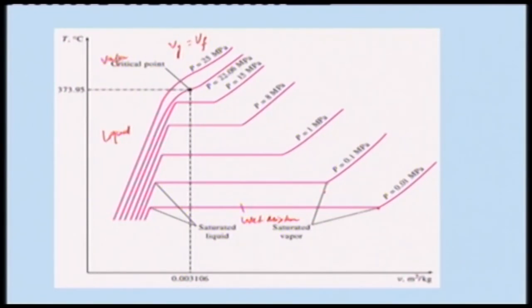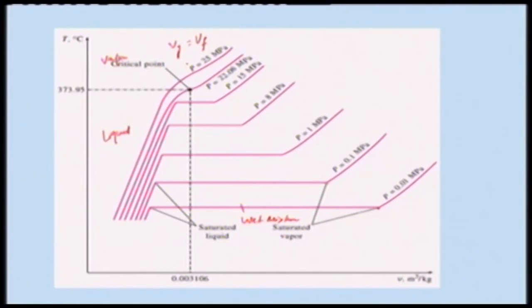Nowadays people are using supercritical boilers, because they operate at a very, very high pressure, so that the liquid will instantly turn into vapor, and you will avoid the wet mixture of vapor and liquid.